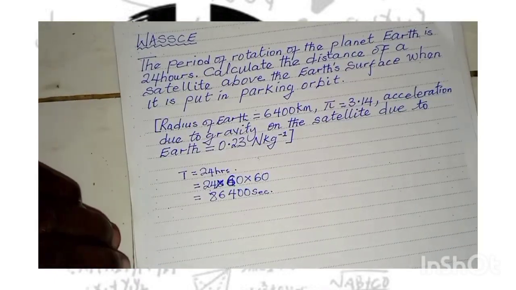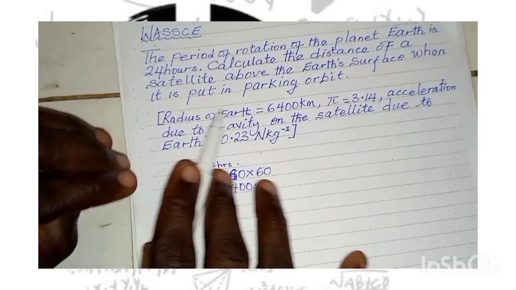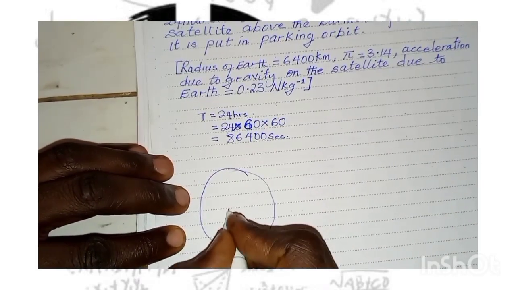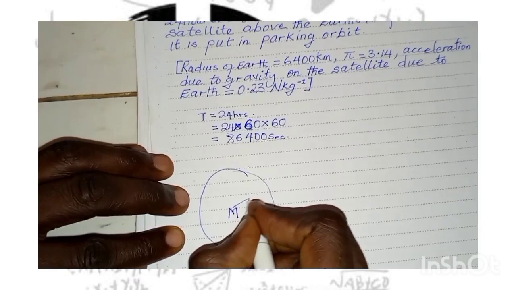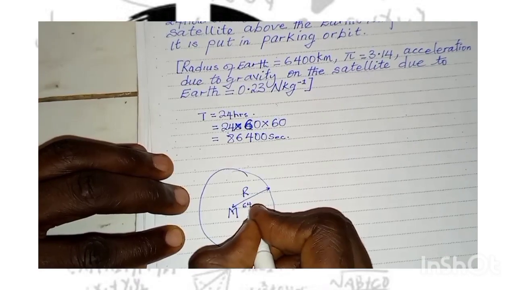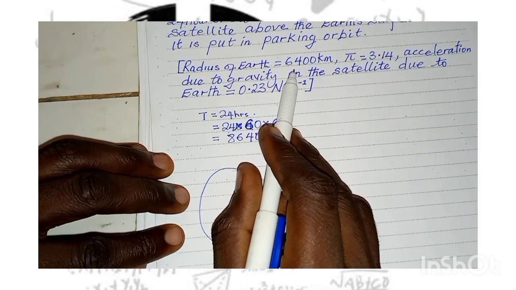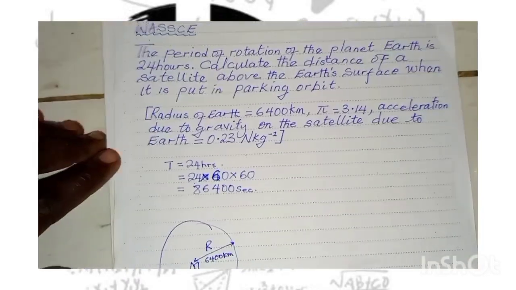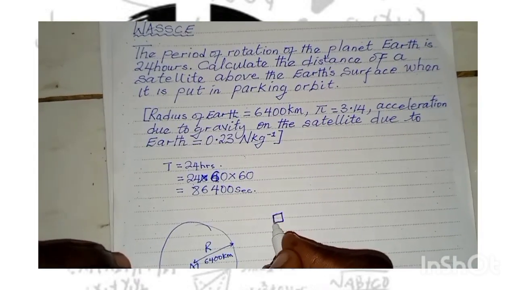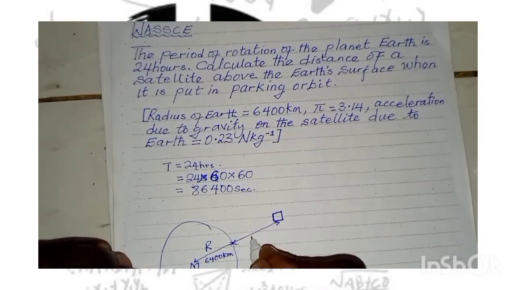So now we have this as the rotation period of planet Earth. Now we come back to the question. It says calculate the distance of a satellite above the Earth's surface when it is put in a parking orbit. We assume this is the planet Earth with mass located at the center and radius R. According to the question, the radius of planet Earth is 6,400 kilometers. Now we assume there is a satellite located here, and that is its parking orbit. The distance from the surface of the Earth to the satellite is what we are asked to find.